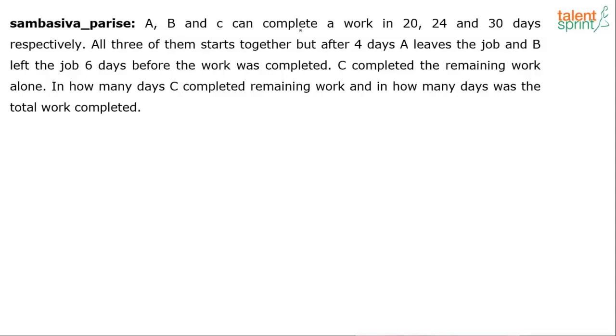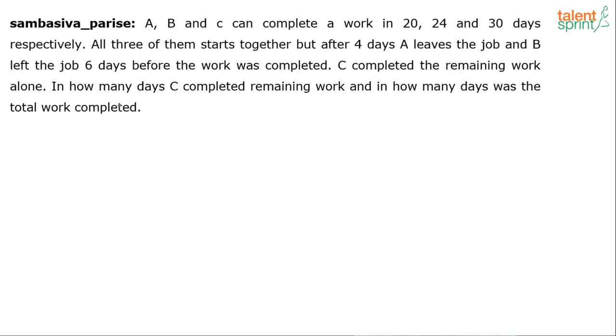A, B and C can complete a work in 20, 24 and 30 days respectively. All three of them start together, but after 4 days, A leaves the job and B left the job 6 days before the work was completed. C completed the remaining work alone. In how many days did C complete the remaining work, and in how many days was the total work completed?